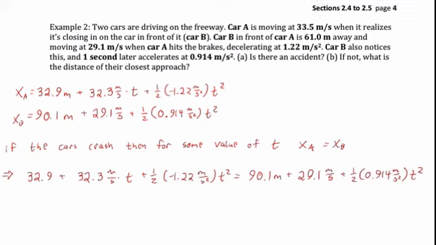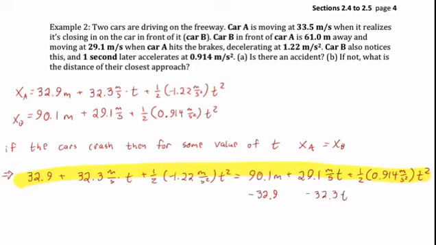Oh, and I realize here I left off one of the t's because the 29.1 is multiplied by t as the equation states. Okay. All right. So when you plug this whole equation into your calculator, or you combine everything on one side, such as subtracting 32.9 from both sides, and then subtracting 32.3t from both sides, and combine the constants and the linear terms and so on.